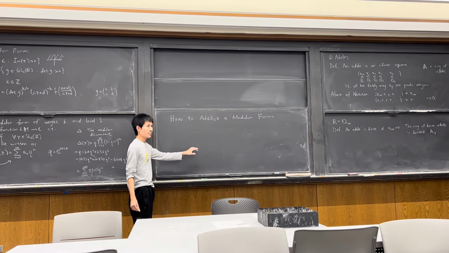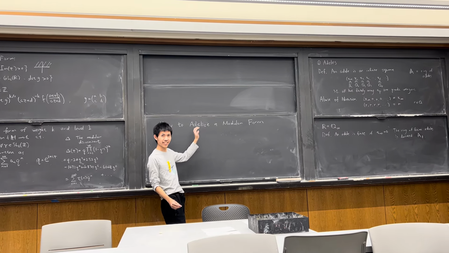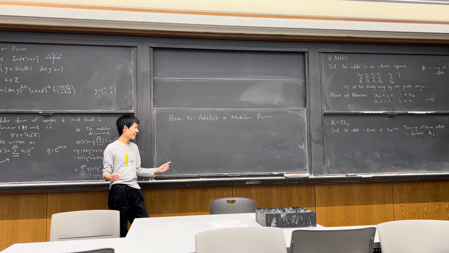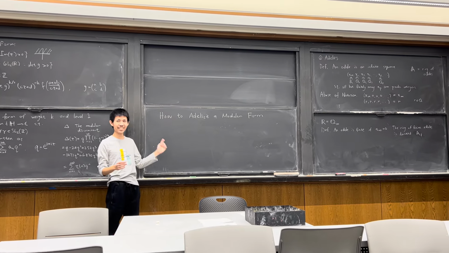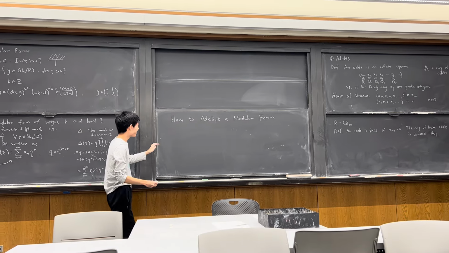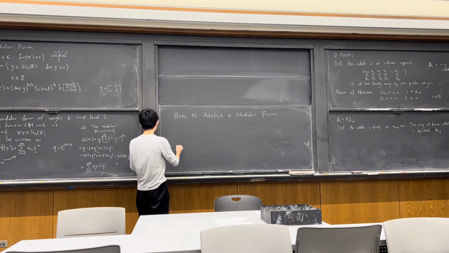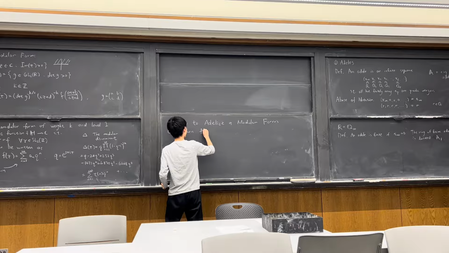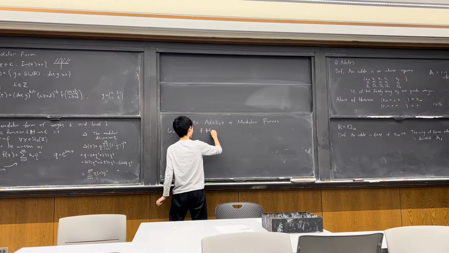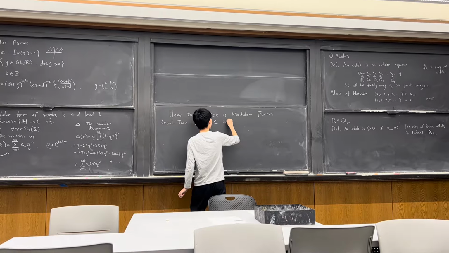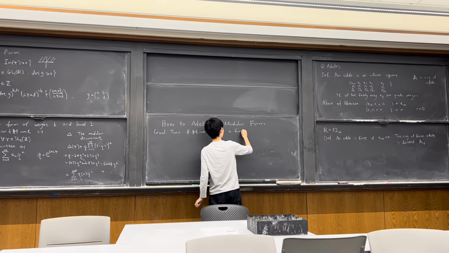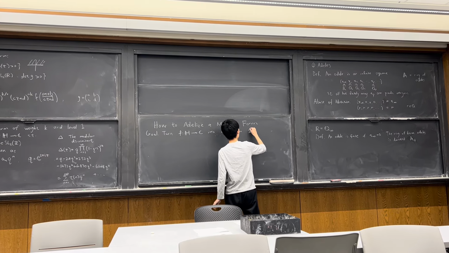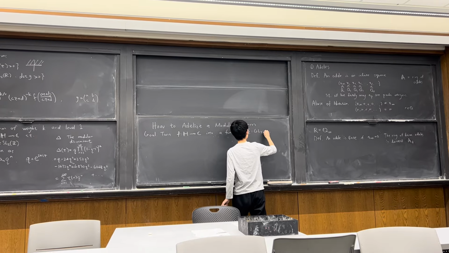Okay, so now I can explain what it means to adelize. Now the verb adelize means to make something adelic. The adjective adelic means relating to the adeles. In this context, to adelize means that our goal is to turn a modular form, which is a function on the upper half plane, into a function phi, which lives on GL2A.